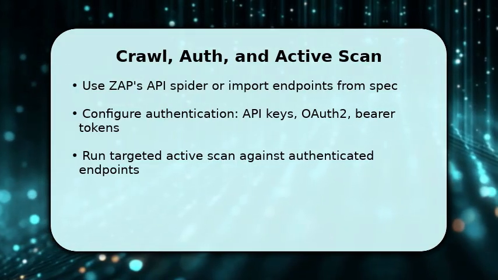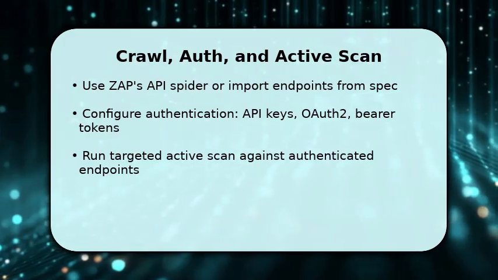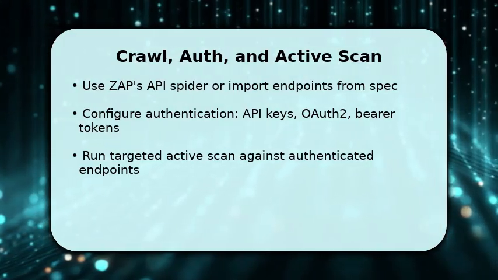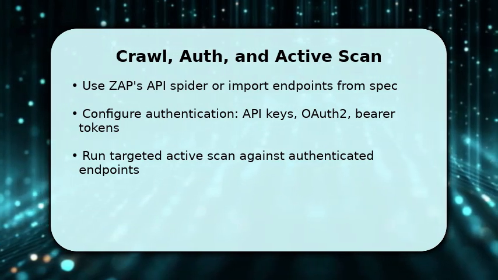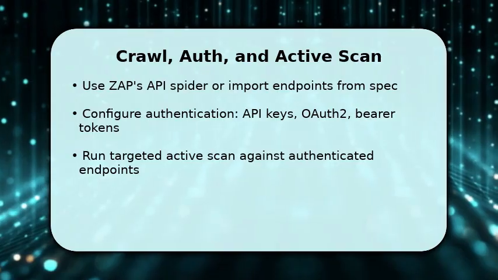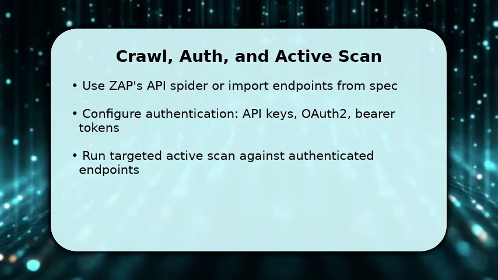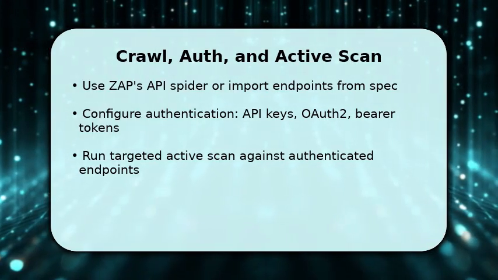Then select target endpoints and launch an active scan focused on sensitive operations. This is where ZAP injects payloads to find issues. Monitor scan progress, review alerts as they appear, and pause to adjust scan rules if you see false positives accumulating.